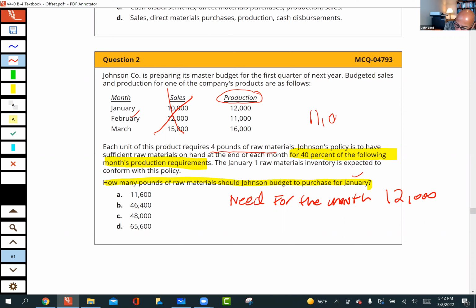So they have these 11,000 units. I don't know why I'm writing 11,000 again when it's right there. And we sit there and we multiply that times what? 0.4. That gives me 4,400. Okay, that's the what? That's the desired ending inventory.